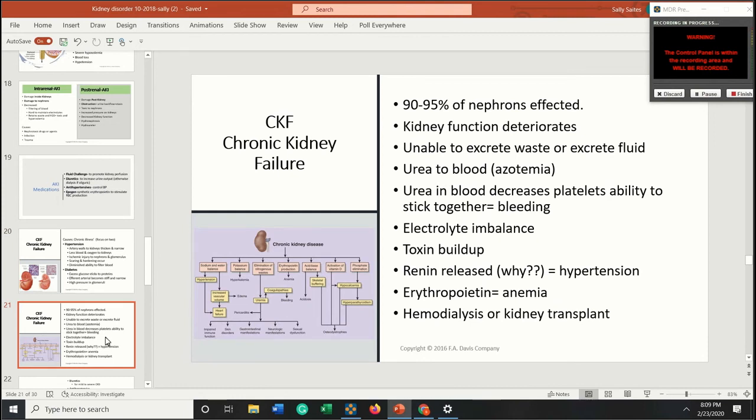So with chronic kidney disease, as you can see here, 90 to 95% of the nephrons are affected, so they're damaged somehow. Toxins build up in the body as the kidney function decreases. Also, when urea is in the blood, it decreases the platelets' ability to stick together, which can cause an increased risk of bleeding. So urea in the blood causes an increased risk of bleeding.